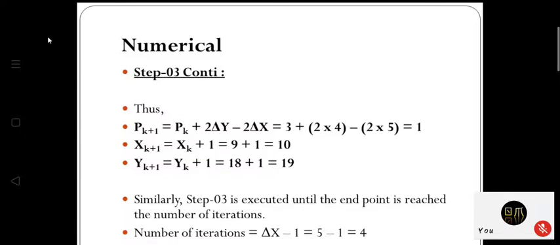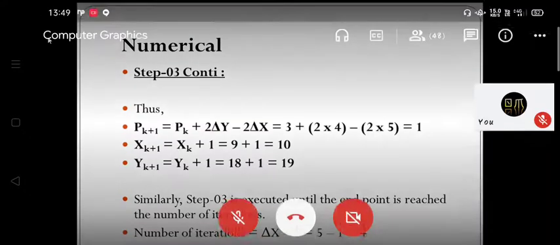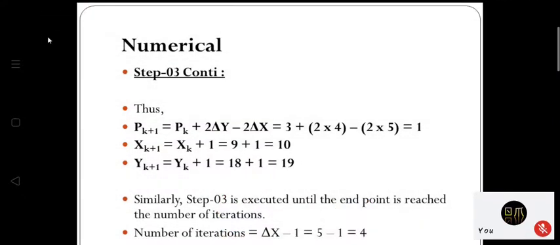Then x of k plus 1, this is going to be the new x and y coordinates. So how are you going to obtain them? Just by adding 1 to the previous x and y coordinates. So the previous x and y coordinates are 9 comma 18. These are the previous x and y coordinates, so you are simply going to add 1. That's how you obtain the new x and y coordinates.